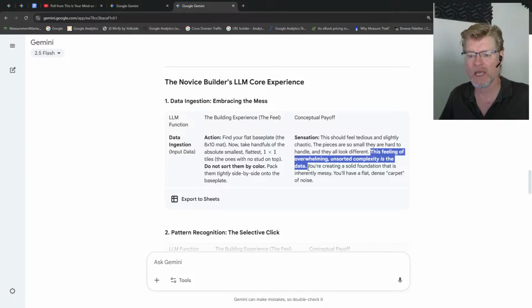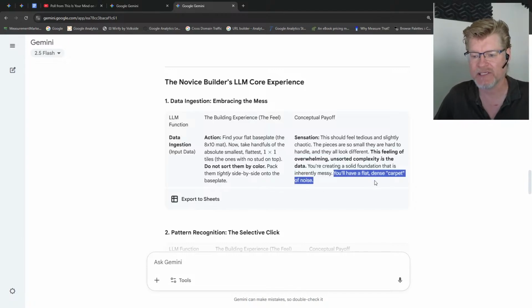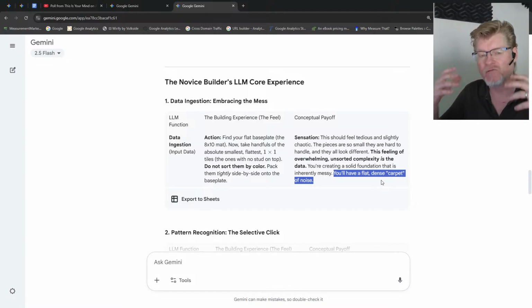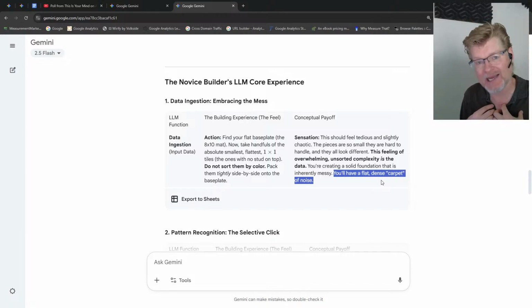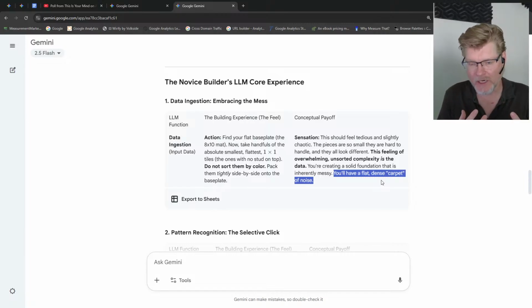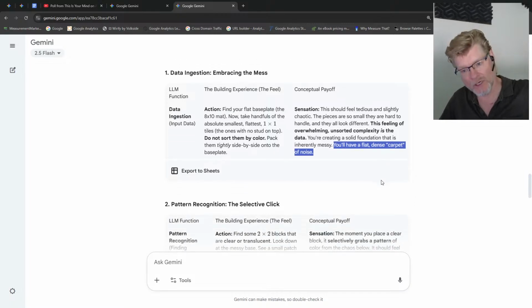It's like, okay, cool. It's going to be creating a solid foundation. It's inherently messy. I'll have the carpet of noise. That's okay. So now it's not so overwhelming, this idea of Lego building. Now, am I going to go do Lego building? No, because AI cannot manipulate you. I don't have a desire to build Legos, at least not right now. If and when I do, I absolutely will. So again, AI is not controlling me here. It's not manipulating me, but it has given me an opportunity to experience more if I wanted to.